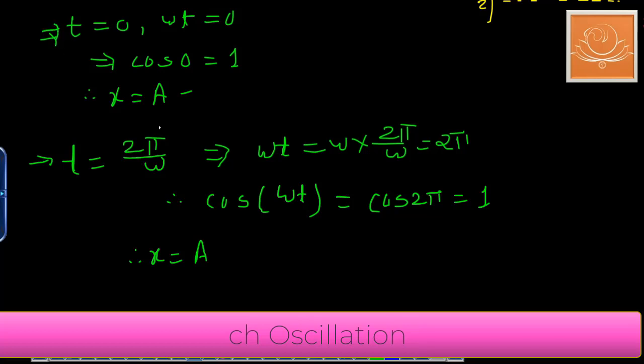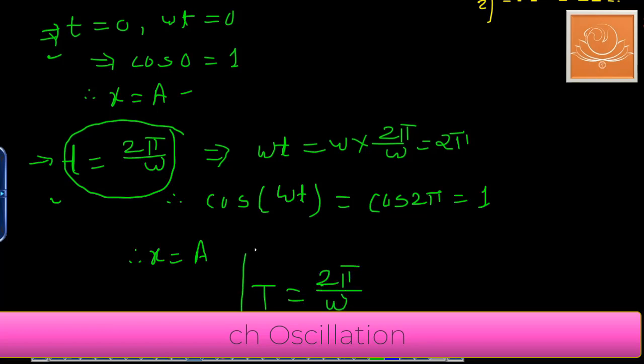This implies that the particle takes the time equal to 2 pi by omega to return to the extreme position from which the motion is started. See, the displacement is same at t equal to 0 and t equal to 2 pi by omega. This implies that the particle repeats the same path after this time interval. Hence, this time equal to period, which is equal to 2 pi divided by omega. This is the equation for period of simple harmonic motion.